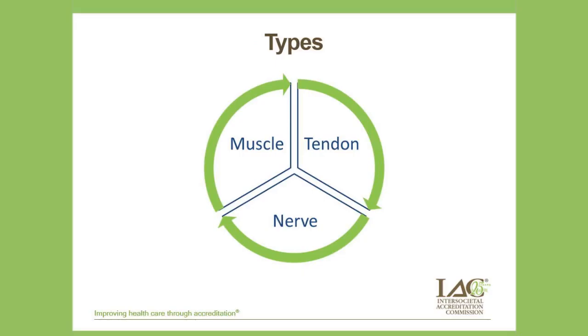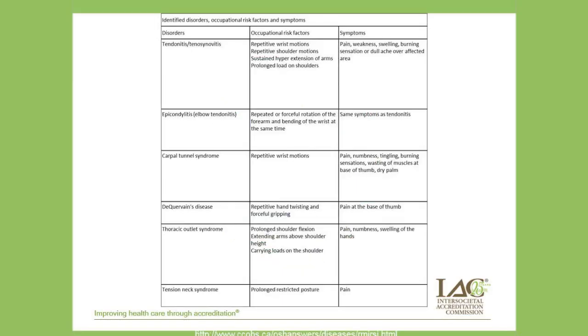We can kind of loosely group these disorders into three types: things affecting muscles, those affecting tendons, or nerves. You can get more technical, and you can see on this slide, this is just a quick rundown of some of the identified disorders. The one right here, de Quervain's disease, is my particular bugaboo. I'll tell you the story.